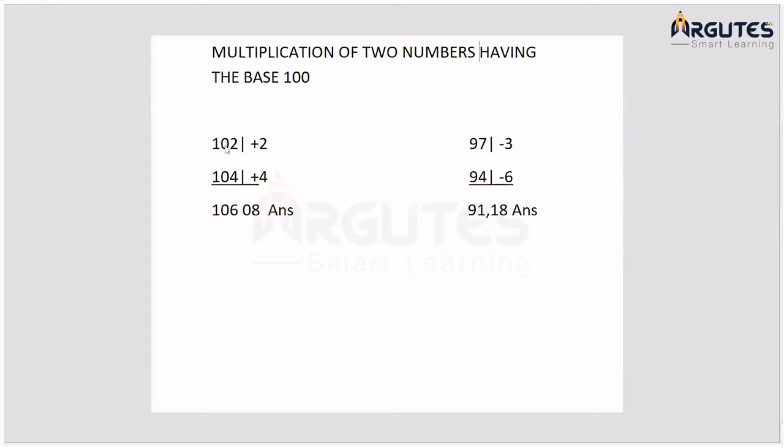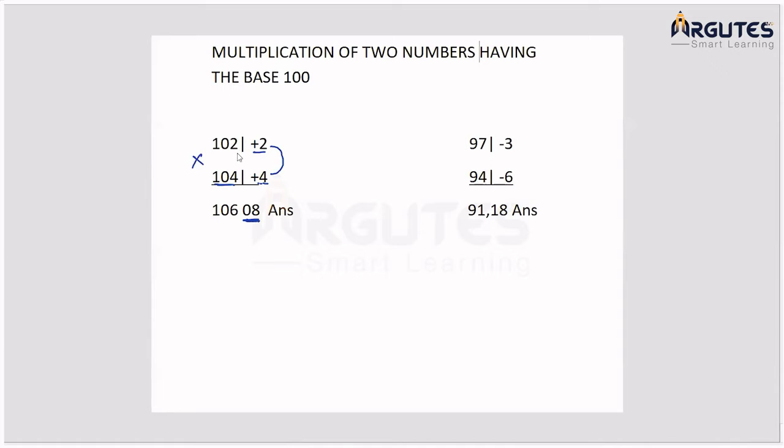Okay. Suppose we have to find the multiplication of 102 into 104. So how will we do it? We just see how much more than 100 this number is. It's plus 2, that is 2 more than 100. This number is how much more than 100? It's plus 4, that is 4 more than 100. So we multiply 4 into 2, that is 8. But we write here 08 because we are doing it in terms of 100. So in terms of 100 it will become 08.